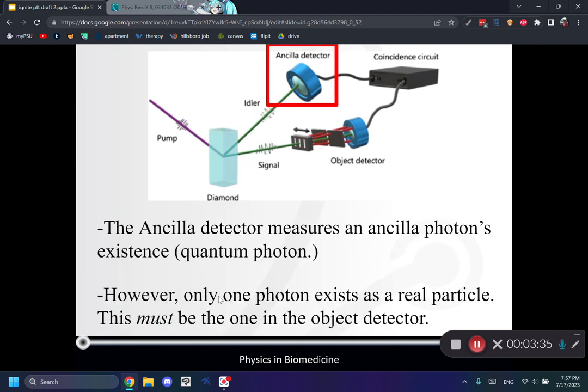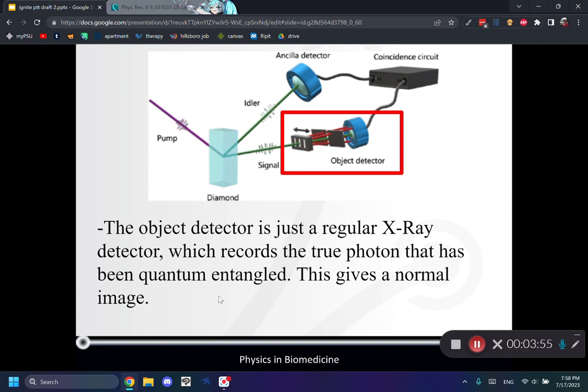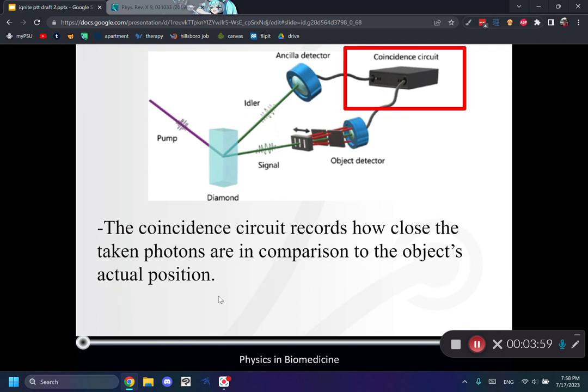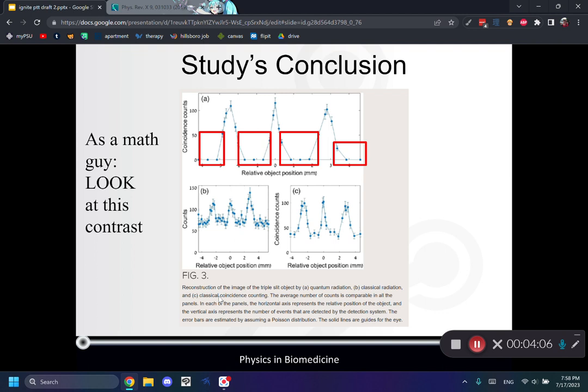But the ancilla detector measures an ancilla photon's existence, basically qubits. Any quantum sort of thing occurring there, but only one photon exists as a real particle, like we said. This means when you're detecting the qubit in the ancilla detector, the real photon must exist in the object detector. And so this records the quantum entangled photon, which has better angular momentum. The coincidence circuit records how close the taken photons are in comparison to the object's actual position. And this is this study that we saw before.